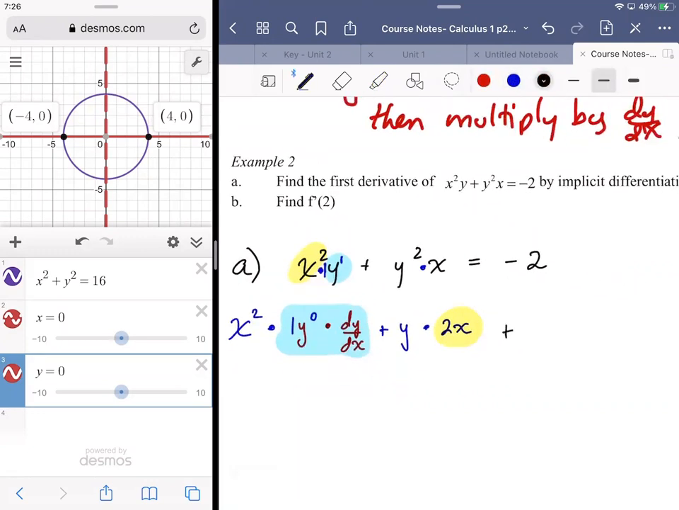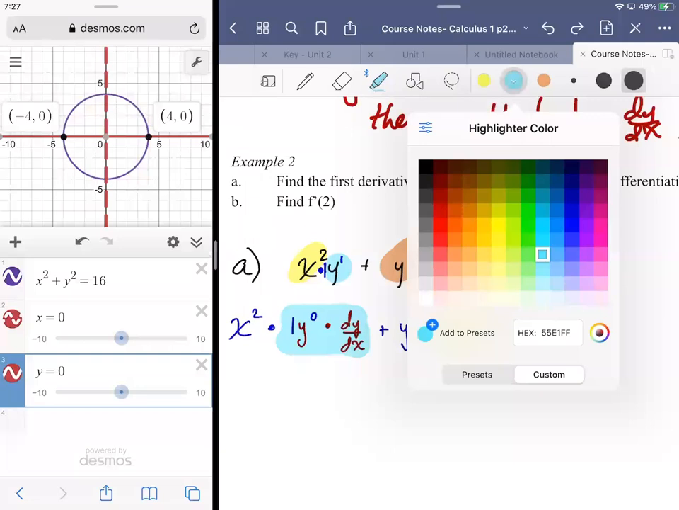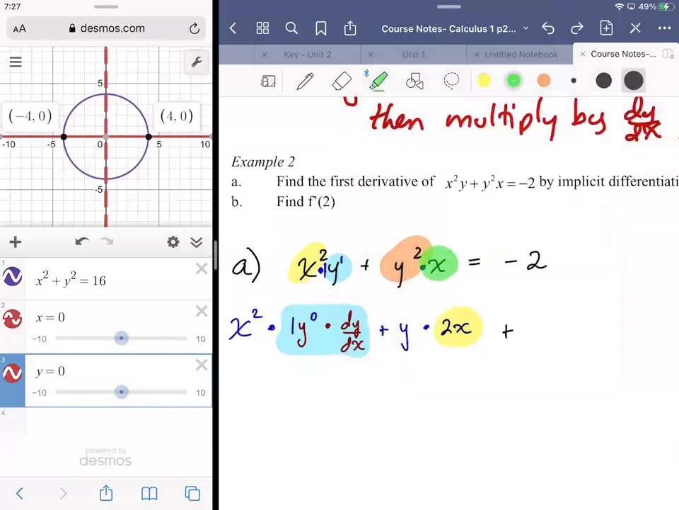So moving on to the second piece, I have 2 parts to that. Get a green involved here. My first would be y squared times the derivative of the second term. Well, x, that's an ordinary x, so the derivative of x is 1. Plus my second term, x, times the derivative of the first term.